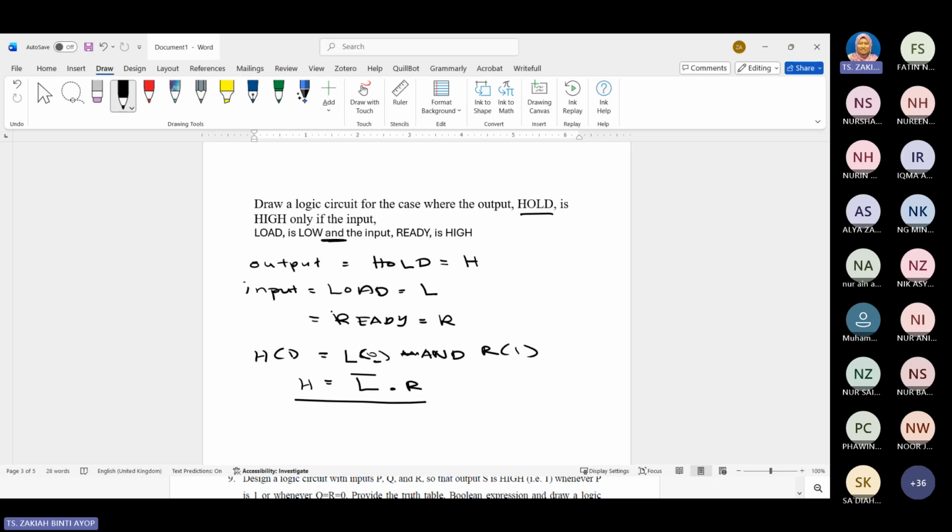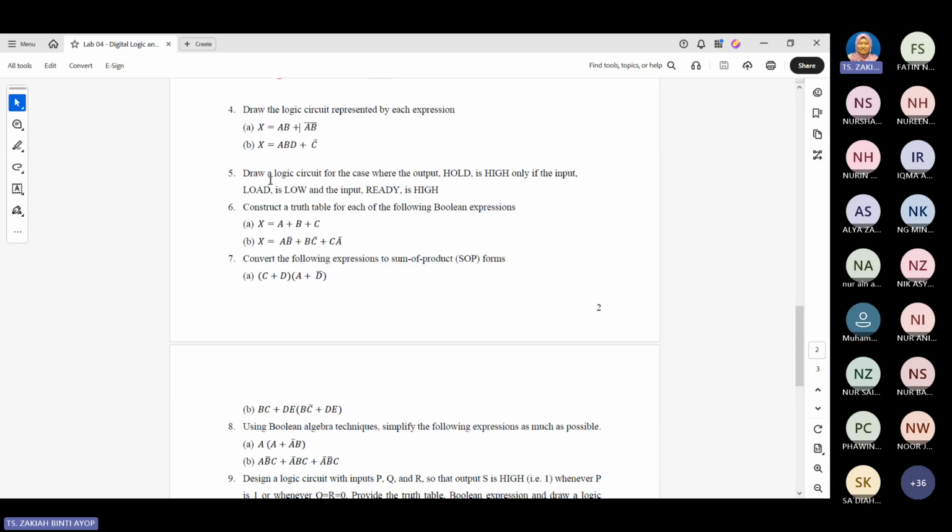Just remember how to extract the information. What's the output? What's the input? And then what is the relationship? LOAD is low, means L bar, LOAD bar, and then AND. AND means here. What's the expression? Either or. If you say OR, it means the expression is OR. And then next is the logic circuit, so draw the logic circuit. Please continue these questions. I'll consider this as a part of your assessment also.